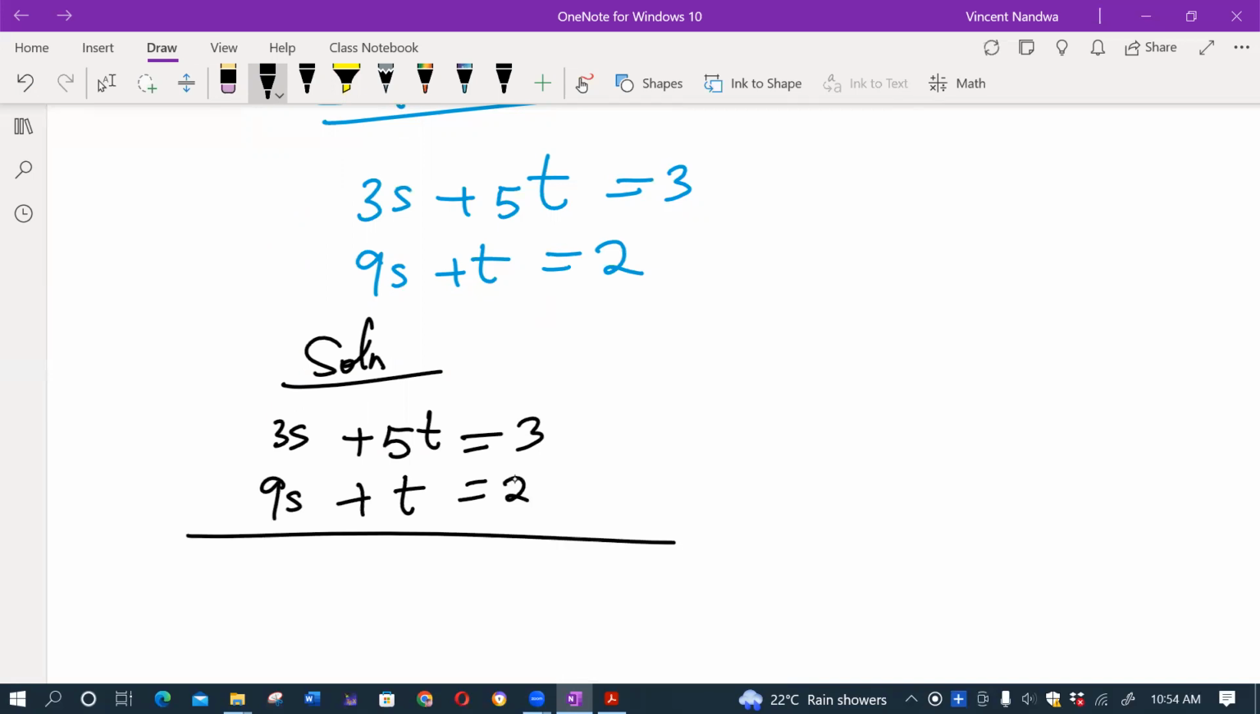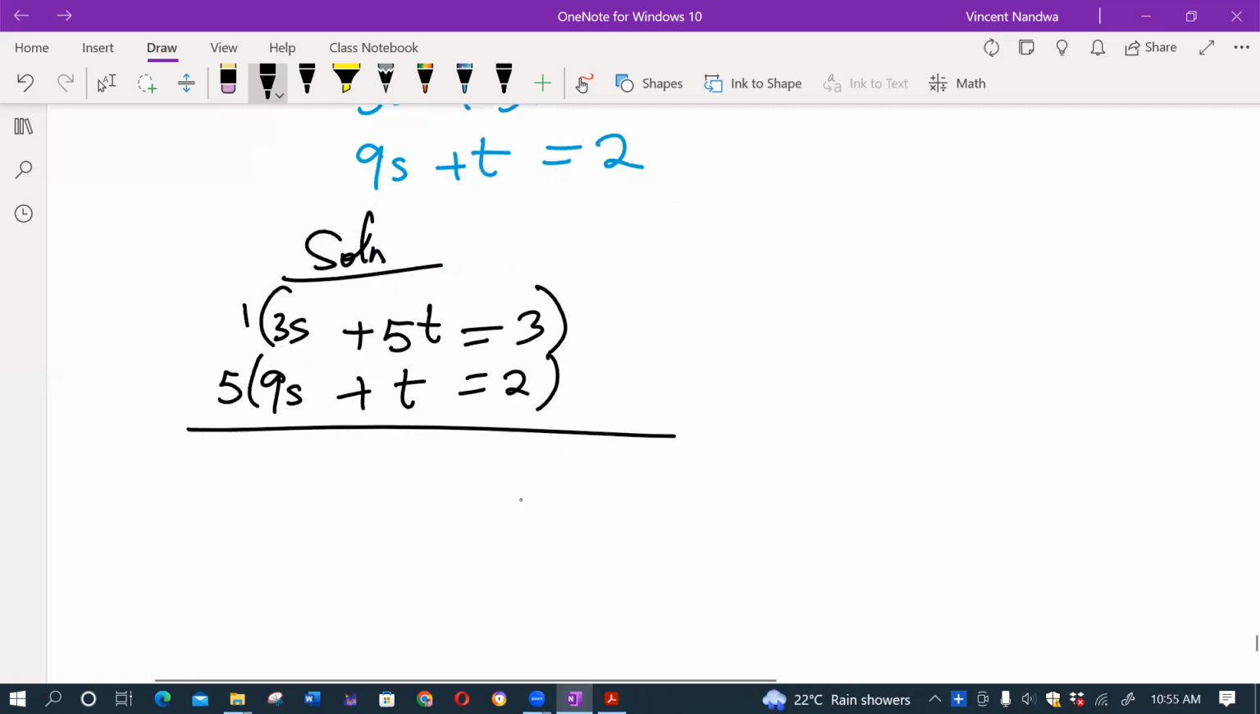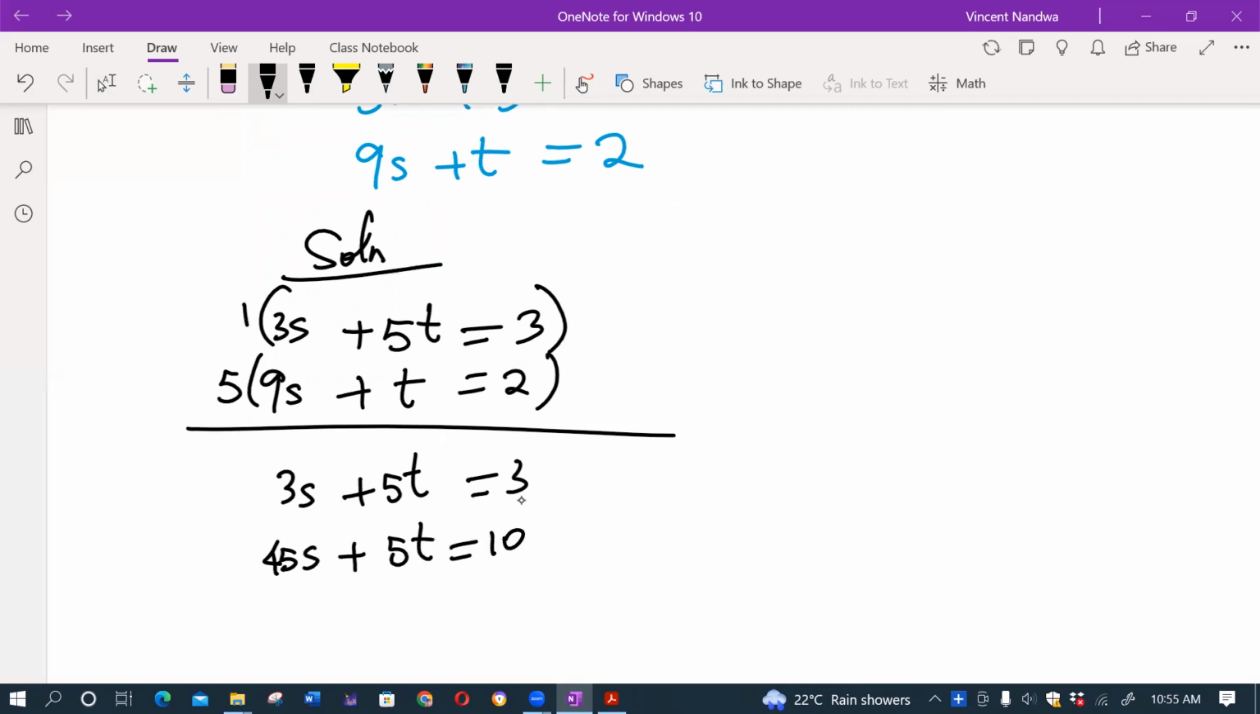So let me multiply this equation by 1. Let me multiply this one by 5. So my objective is to eliminate t. You could have as well multiplied the first one by 9, second one by 3 to eliminate s. Whichever way, give the same answer. So 1 by 3s is 3s. 1 by 5t is 5t. 1 by 3 is 3. 5 by 9s is 45s. 5 by t is 5t. This is equal to 10.